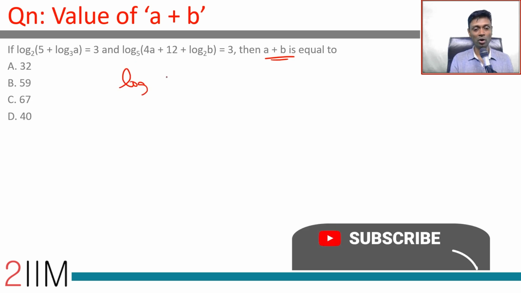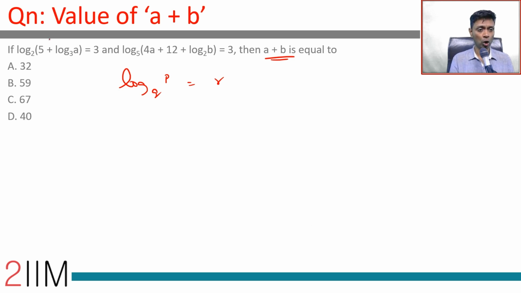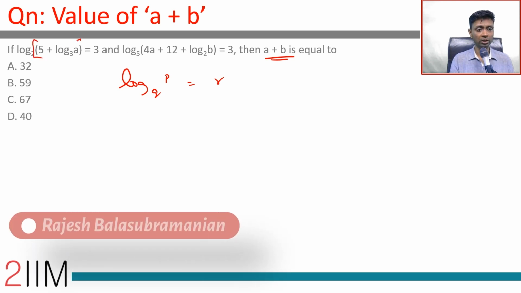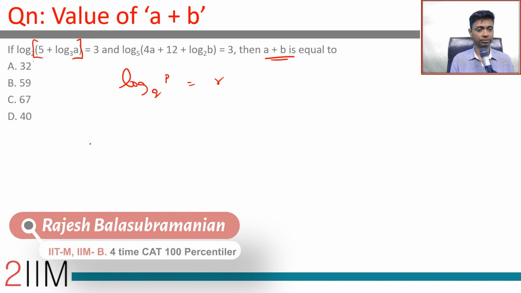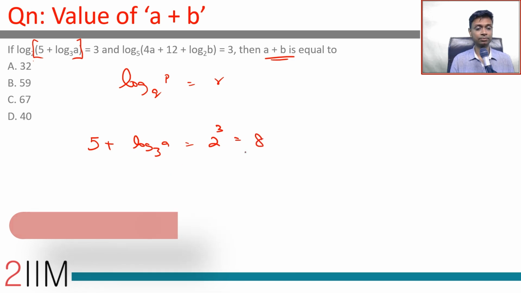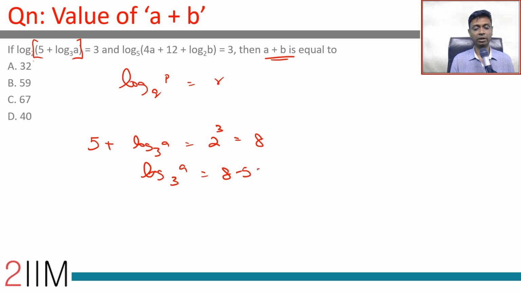We need to know that log P to the base Q is R. Log of something to the base 2 is 3, or that something is 2 cube, which is 8, or log A to the base 3 is 8 minus 5, which is 3, or A is 3 into 3, which is 27.